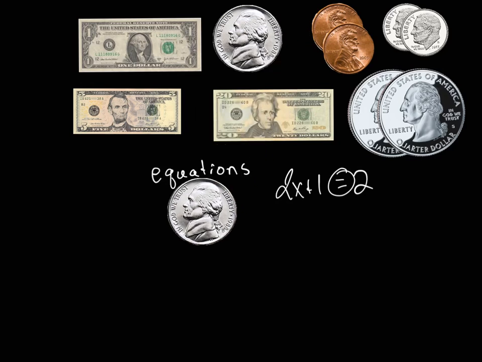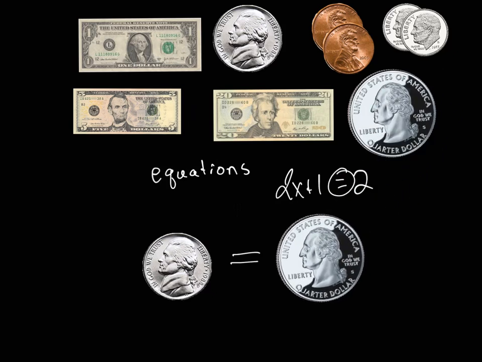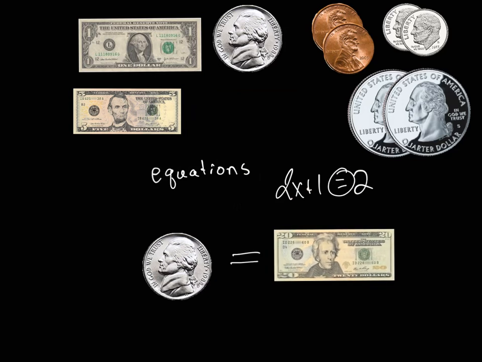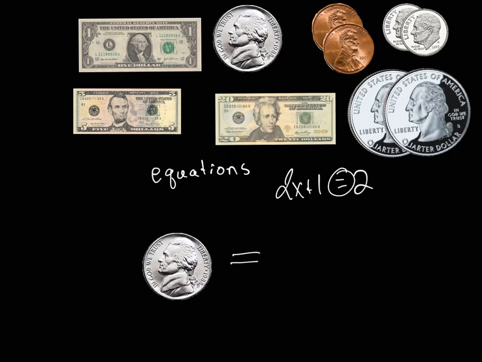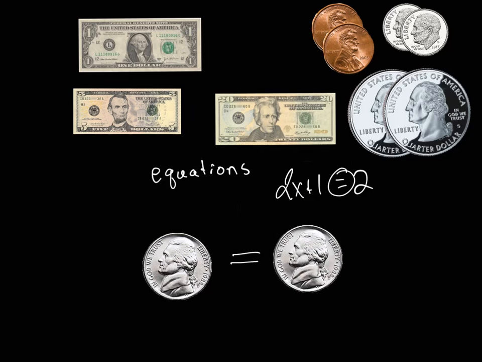Let's pretend that I have a nickel, like I have here. If I'm going to do an equation, whatever's on the other side must be equal to that nickel. So for that to make sense, I can't have a quarter there because a quarter is bigger than a nickel in its value. I couldn't have a $20 bill there because they're not equal. The only thing out of these that I could have is another nickel because a nickel is 5 cents, so a nickel can only equal a nickel.